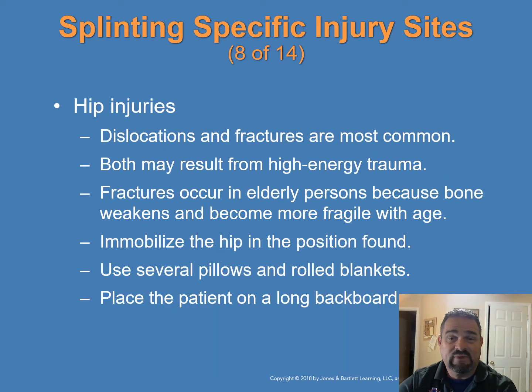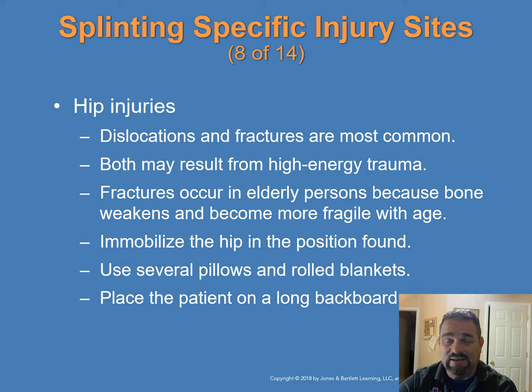All right, so two types of hip injuries are commonly seen. They're dislocations and fractures. Both injuries may result from high energy trauma. Hip fractures occur at the upper end of the femur rather than the hip joint itself. These fractures often occur in elderly patients because the bone weakens and becomes more fragile with age. This is related to osteoporosis. Fractures of the hip region usually cause the injured limb to become shortened and externally rotated.